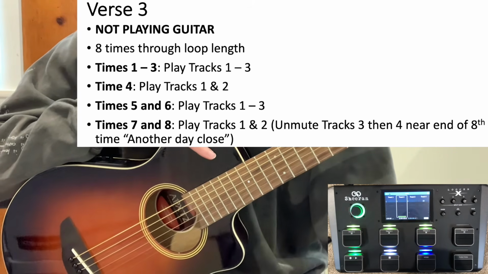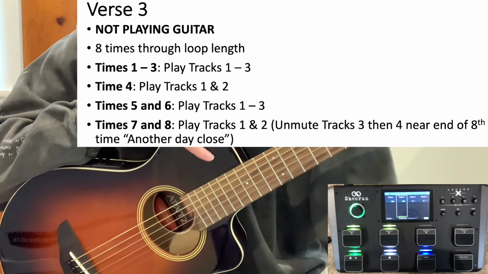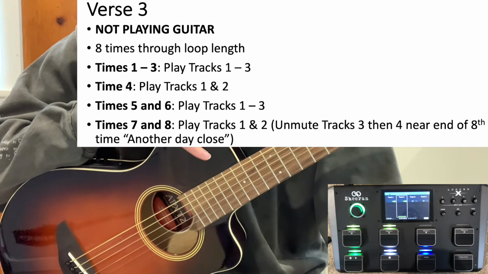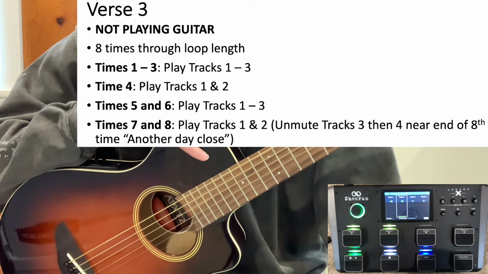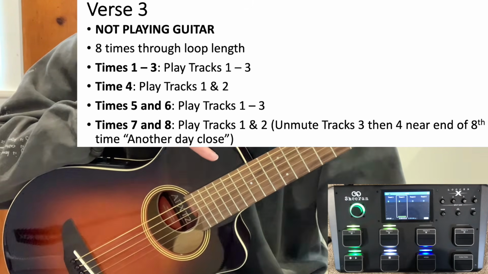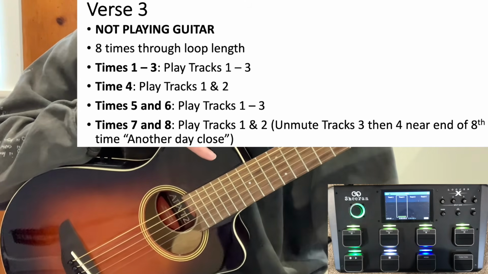When you get to the 7th time though, you would then be muting track number 3 again and let that play out for the 7th time through the loop length. And then the 8th time through the loop length, you're having tracks 1 and 2 play out. And as you get to the end of the 8th time through the loop length, around the time that Ed will sing the lyrics "Another Day Close," you would then unmute track number 3 and track number 4, as that would bring you into chorus 3.